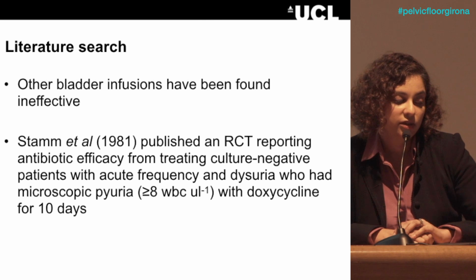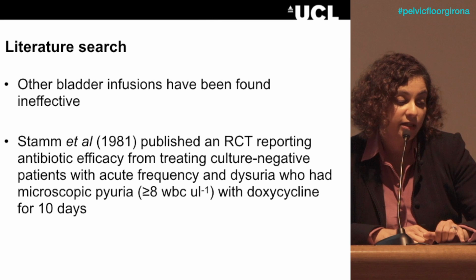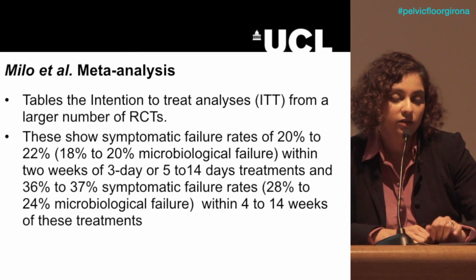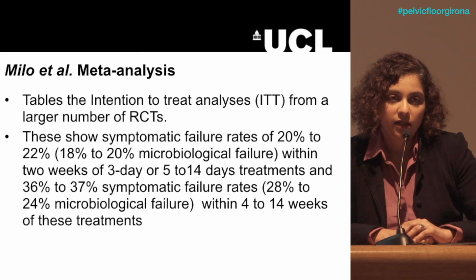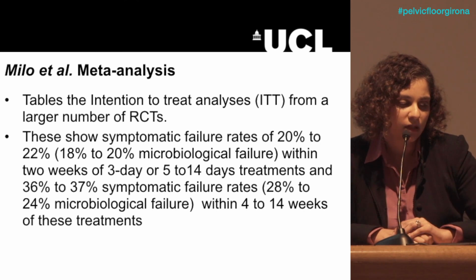Now, this is an interesting study from Stam, and he treated patients who were culture negative but who had frequency, dysuria and pyuria, but they particularly had urethral pain, and he treated them with doxycycline for 10 days. And he got good results in terms of treatment resolution. I think 75% were resolved. However, there's no long-term data to support, what is the long-term outcome for these patients.